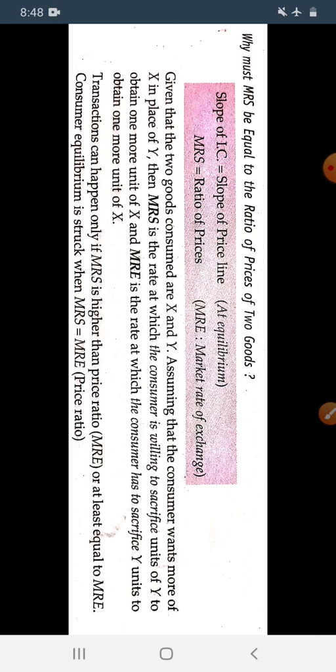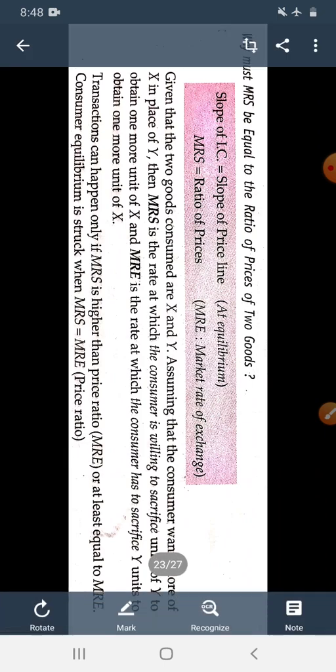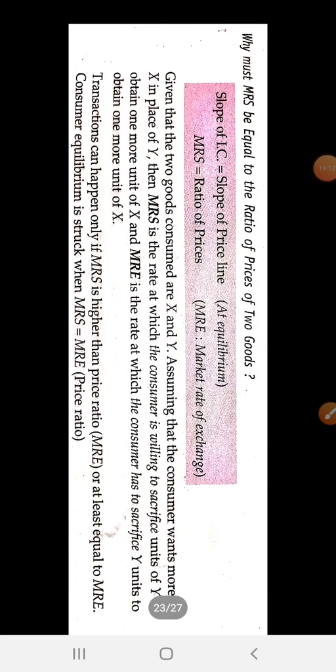MRS, meaning marginal rate of substitution, is equal to the ratio of the prices of the two goods. Why are we talking about that? The slope of the indifference curve is MRS. It should be equal to the slope of the price line. The slope of the price line is Px upon Py. X and Y are the two commodities the consumer is consuming.